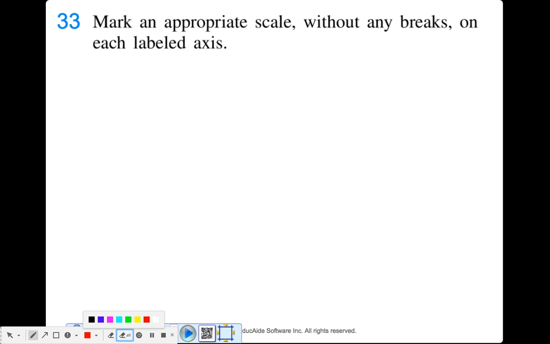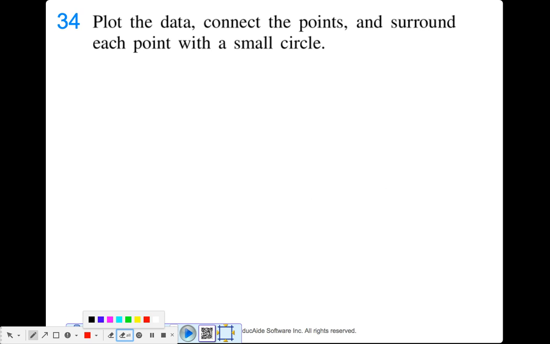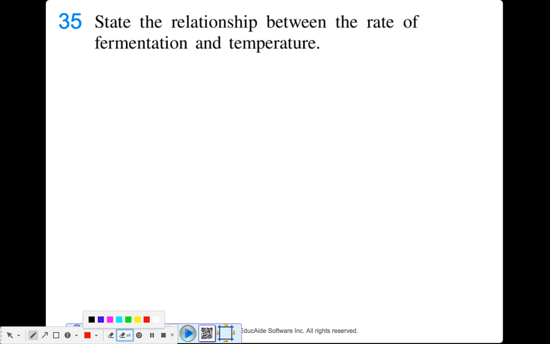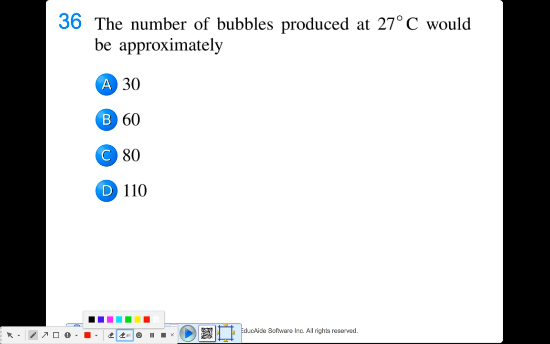Number 33, all right, you guys did great on the graph. I don't have those on here. If you have questions on the graph, come see me. The relationship between the rate of fermentation and temperature was: when temperature went up, the rate of fermentation went up. That's all you had to say. Some of you guys added that it was a direct relationship, which was great. If you look at your graph, I believe you will see that that showed 80, right? I'm not 100% sure because I don't have the graph in front of me, but just take a close look at your graph and see where that matches up.